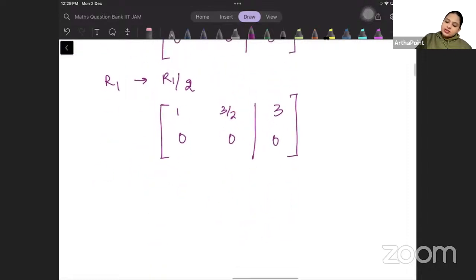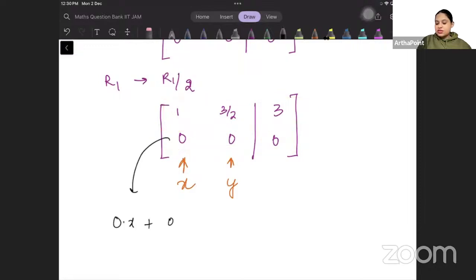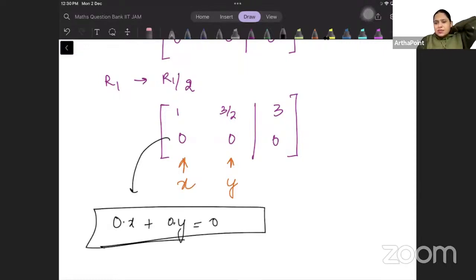This is my variable x. This is my variable y. So there are two variables, but there is only one valid equation that I see. The second equation is 0x plus 0y equal to 0. This makes no additional information to us. It gives no additional information. The only information which we see is that x plus 3 by 2y equal to 3.